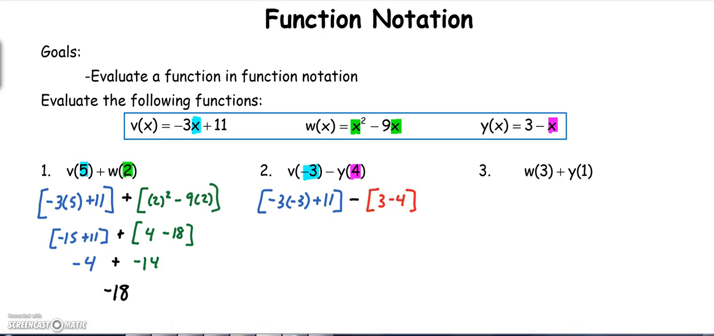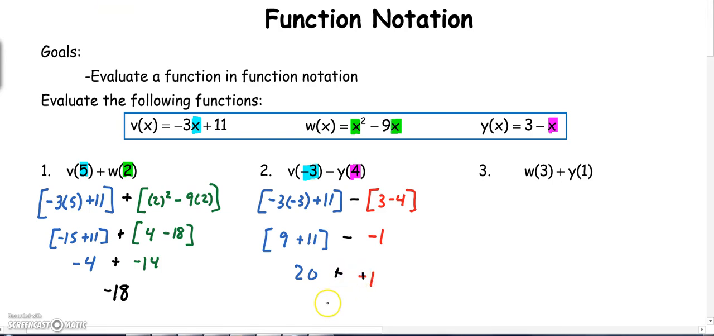I'm going to evaluate each function separate. So I get 9 plus 11, which is 20. Bring down my minus sign. 3 minus 4 is negative 1. So I have 20 minus negative 1. Remember that two negatives make a positive. So it's really 20 plus 1, which is 21.